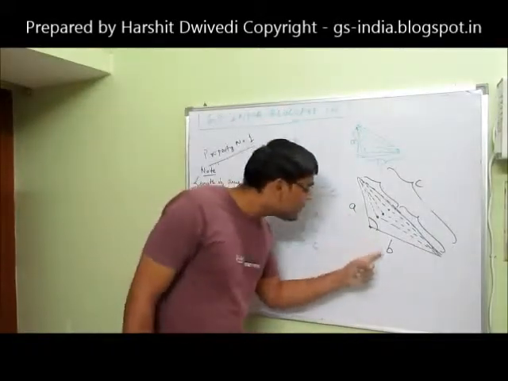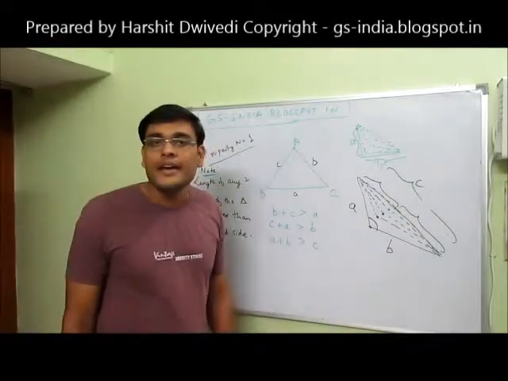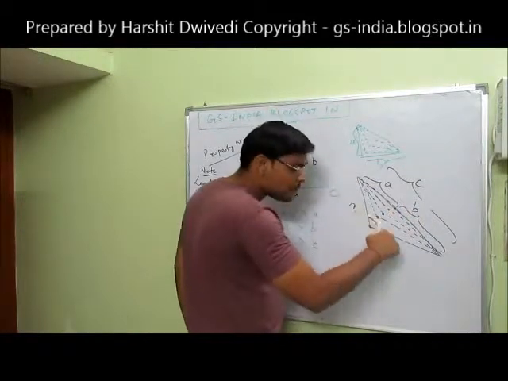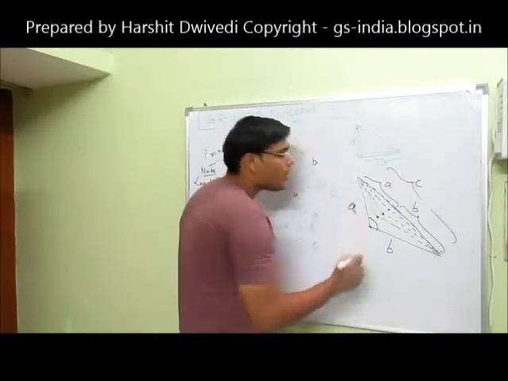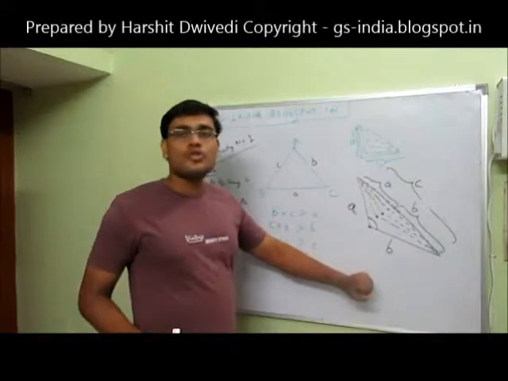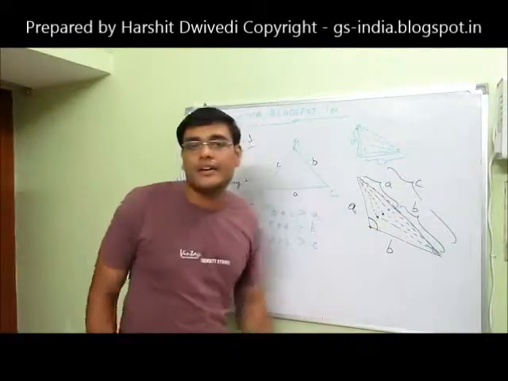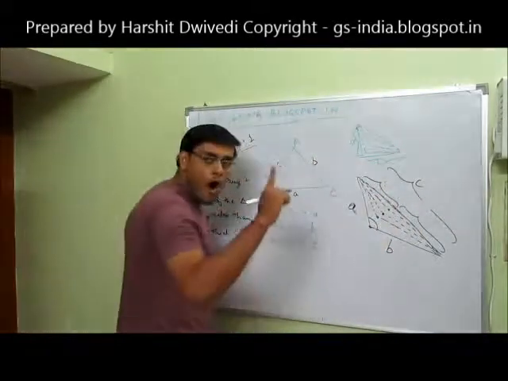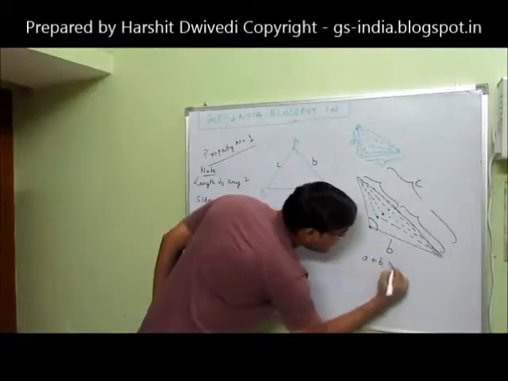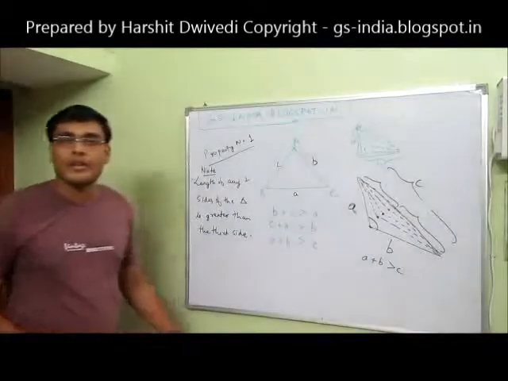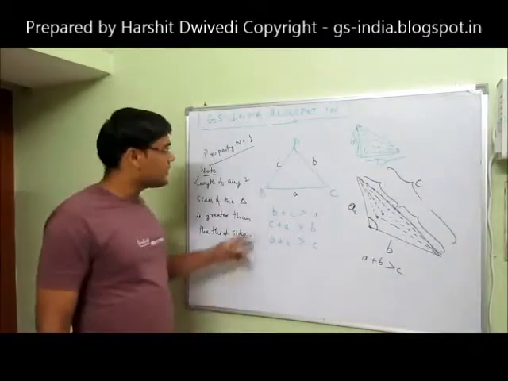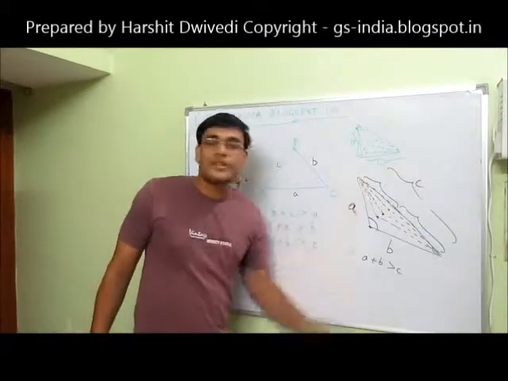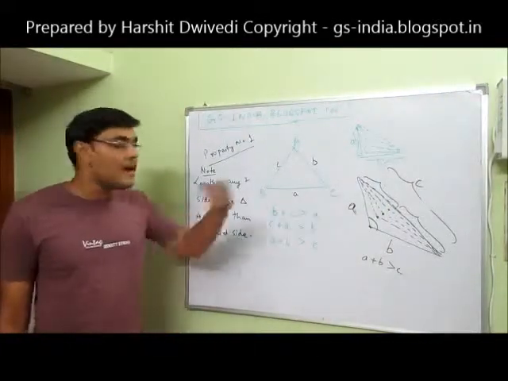If A plus B has to be equal to C, then A and B have to be in a straight line. But A and B are not in a straight line. So always A plus B will be greater than C. It is a very simple fact. This is a very basic thing. What will be the exact relation between these two things, I will tell you in my upcoming videos.